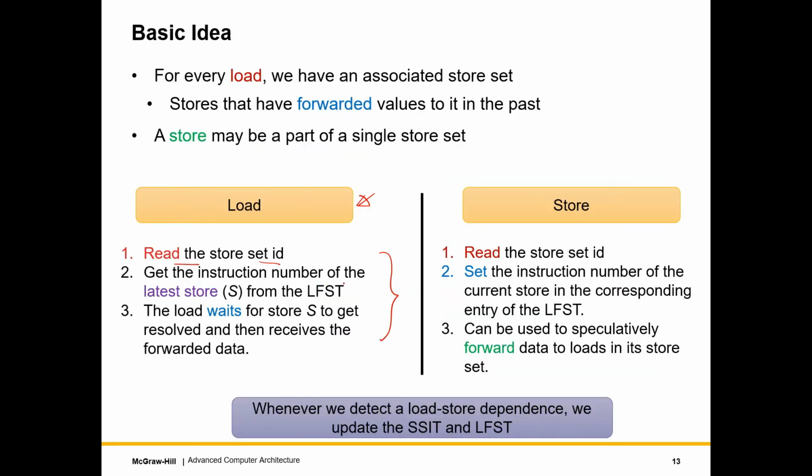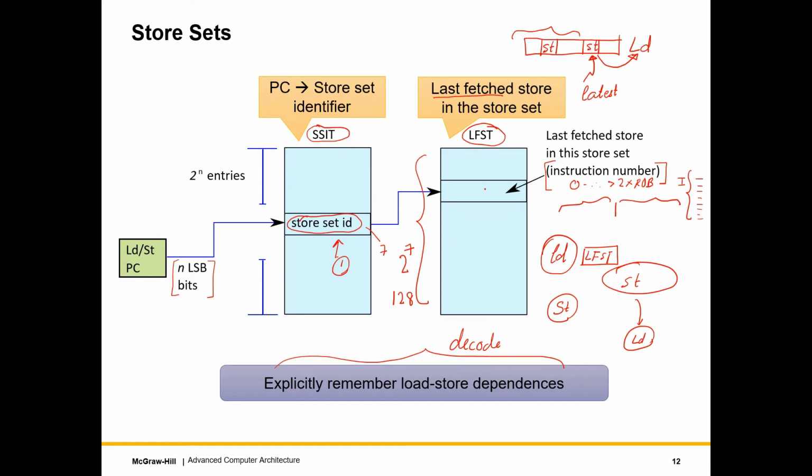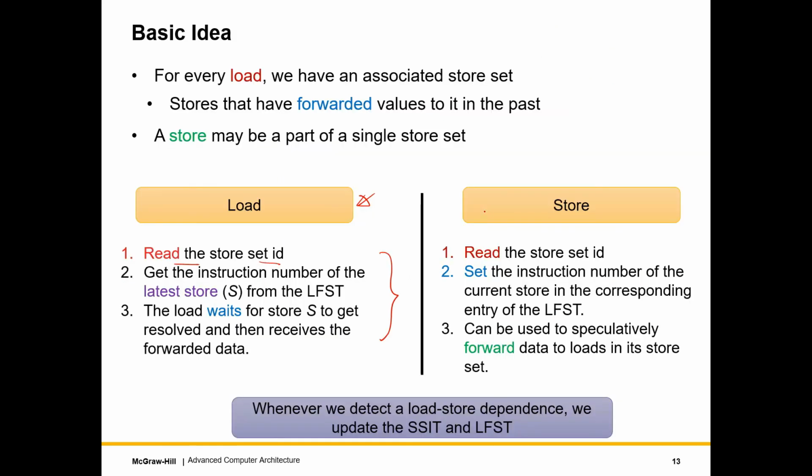The second is we get the instruction number of the latest store in the store set from the LFST, of course, subject to the fact that it exists, which is step 2. The load waits for store S to get resolved. So the load basically locates the store S in the store queue. Whenever a load is resolved, it probes the store queue to find if a store with that instruction number is there. So let's say this is the load which got resolved. So once it does, it finds the... actually, this can be done before resolution also.